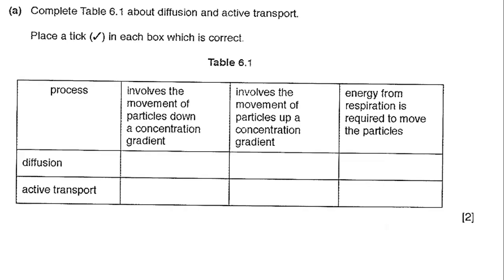Complete table 6.1 about diffusion and active transport. So, how do I answer this question? I do not look at the table as a whole. I need to concentrate and look at one row at a time. Diffusion, and then I will look here, involves the movement of particles down the concentration gradient. Down means from up to down, from high to low. So is this diffusion? Yes, this is how diffusion works, right?